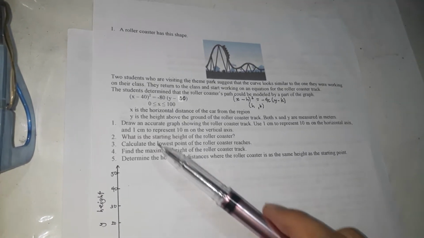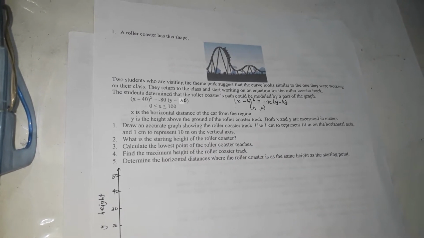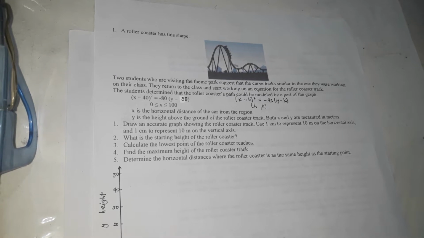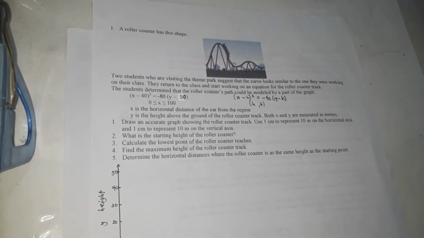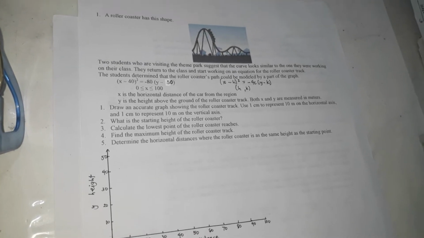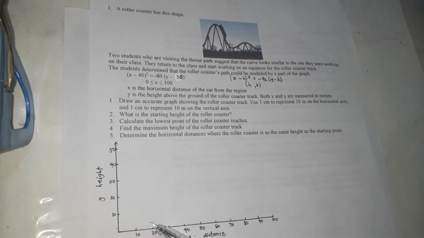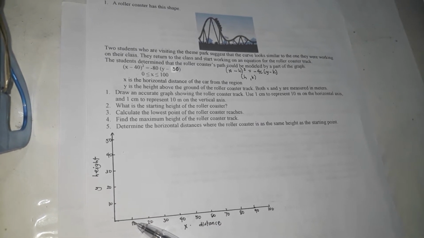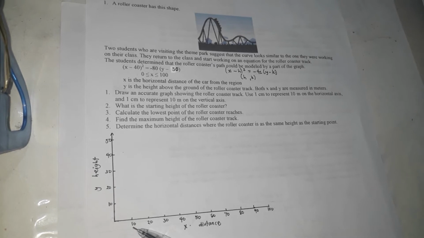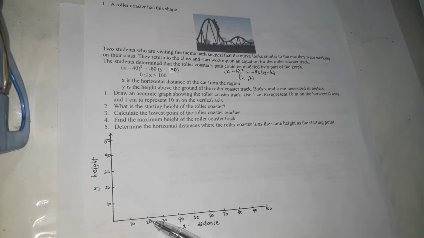meters. So first is draw an accurate graph showing the roller coaster track. Use 1 cm to represent 10 meters on the horizontal axis and 1 cm to represent 10 meters on the vertical axis. So 10 meters for 1 cm. So this is how you're going to draw the graph. So 1 cm, galing dito patungo dyan, that's 1 cm, and that represents 10 meters. So galing dito patungo dyan, it's 10 meters again.